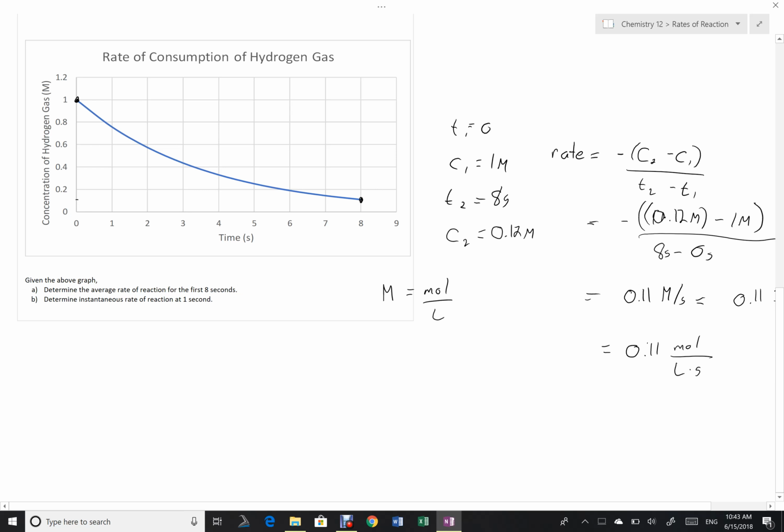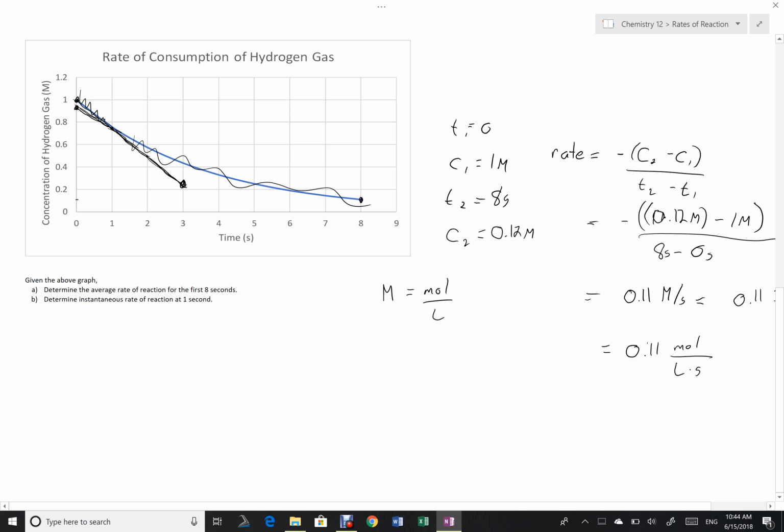Now the instantaneous rate of reaction. This is a little harder. We're interested in this point at 1 second. So the trick here is I'm going to try and ignore all the parts of the curve except for at that 1 second. And then I'm going to look carefully, and I'm going to try and extend my line based on the shape of that curve at that 1 second. So something like that.